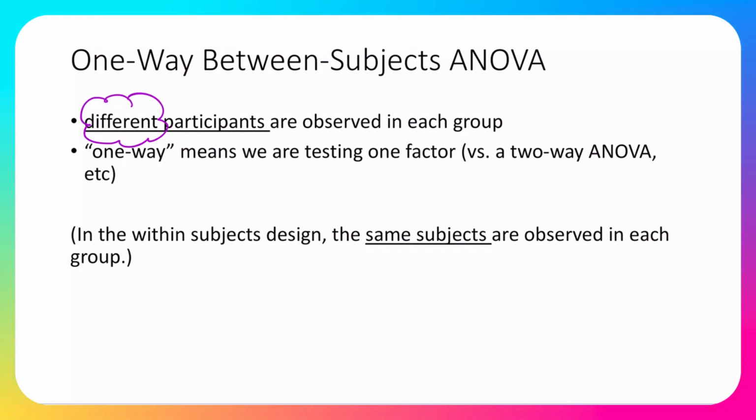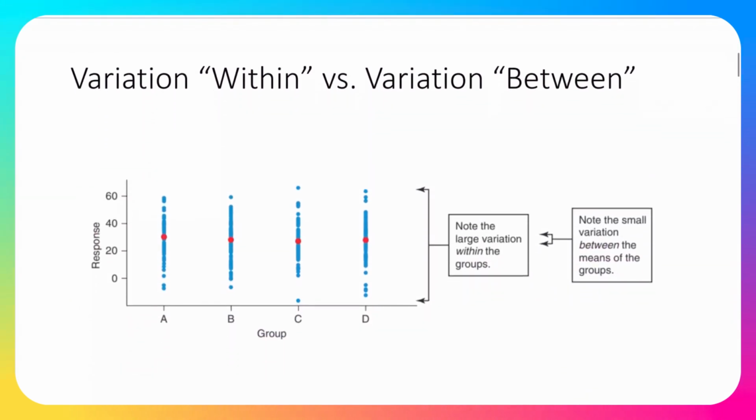And one way means that we're testing only one factor. And we'll see that in our first example. You can have more than one factor that you're looking at. That would be called, for example, a two-way ANOVA. Now, the ANOVA is based on two different kinds of variations.